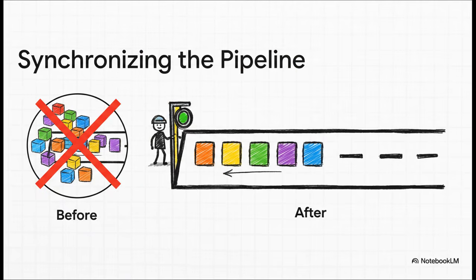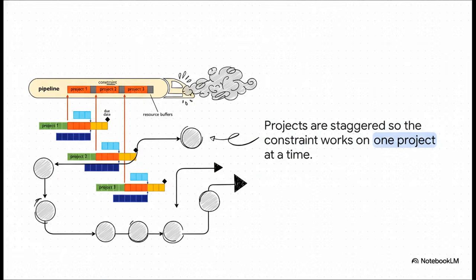So once you know where the bottleneck is, the next move is to synchronize the whole pipeline to its pace. We stop just dumping new projects into the system whenever they're ready. Instead, we strategically stagger their start times based on what our constraint can actually handle. The goal here is to create a steady rhythm. Never starve it for work, but never, ever overload it. And the absolute golden rule. The people at the constraint work on one thing at a time. No multitasking, period. And here you can see exactly what that looks like.